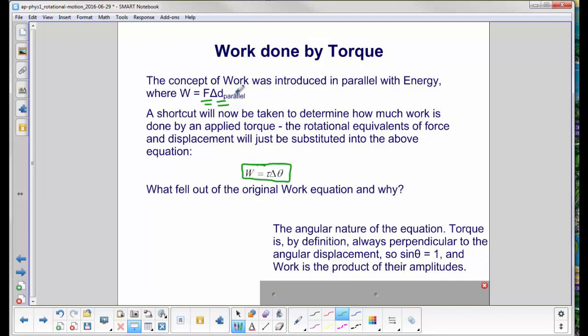Here we have a clear angular dependence. Down here we just have the product of torque and the angular displacement. The reason is torque is by definition, and this actually comes out of the vector math, always perpendicular to the angular displacement. So in this case, sine theta always equals 1. And work will just be the product of the amplitudes. We don't have to put parallel or perpendicular here because they are perpendicular.